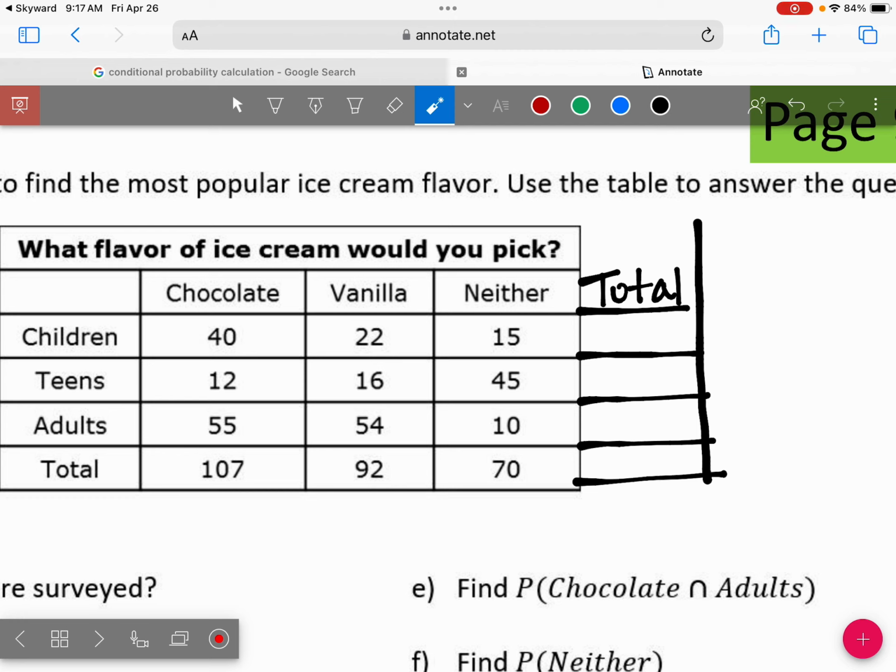There's a calculator on my desk because I don't have one. I think there's one on my desk. And what page are we on? 9. All right, so we have to do this first because we don't know our totals. So go ahead and find your totals.